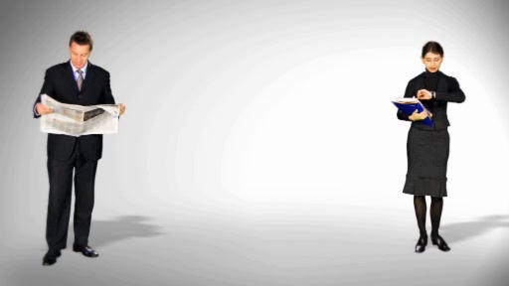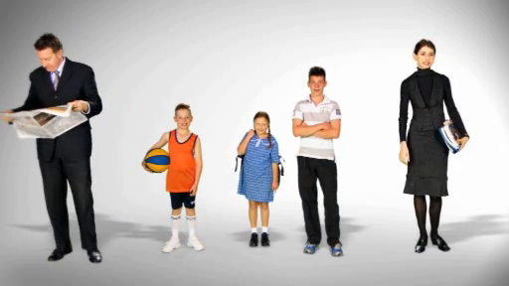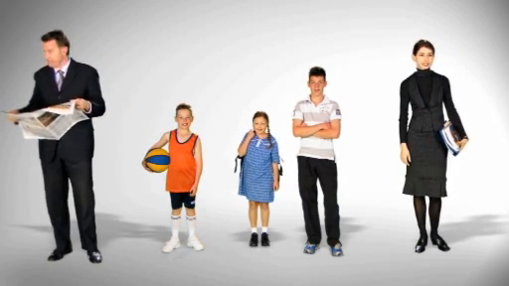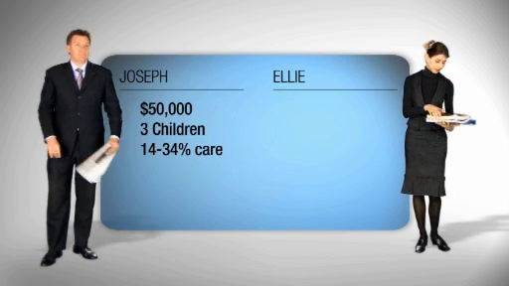Let's look at an example. Joseph and Ellie have 3 children, all aged under 12. The children live most of the time with Ellie, and every second weekend and some school holidays with Joseph. This amounts to a regular care level for Joseph of between 14 and 34%.